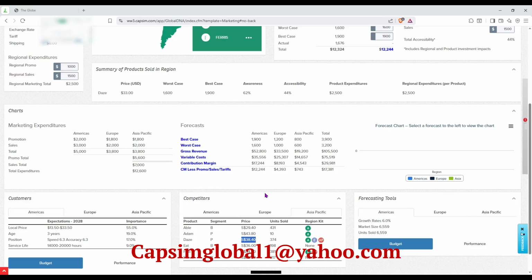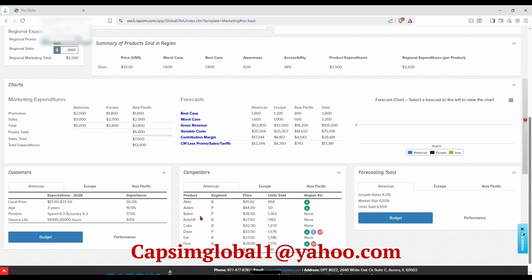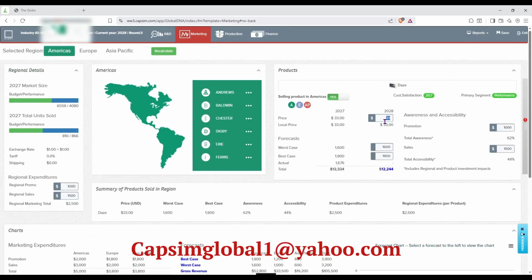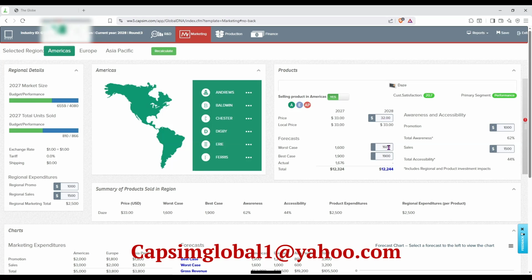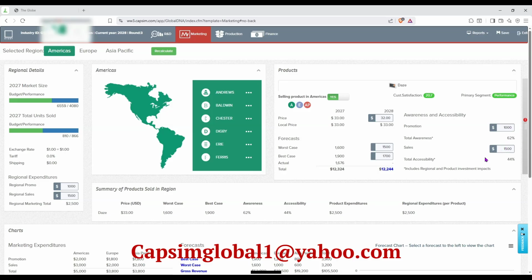So we need to revise our prices well so that we can be able to fit in and be able to compete well in the simulation. So for the Americas, it will be cool for us to lower our price a little bit so that we can be able to fit in and forecast better, or maybe sell better. So I'll sell at 32. For the worst case, I'll give it around 1500. Best case, maybe 1650, or maybe rather 1700. For the promotion, I'll just give it 100. Sales, I'll give it around 1600 so that we can get a better percentage.